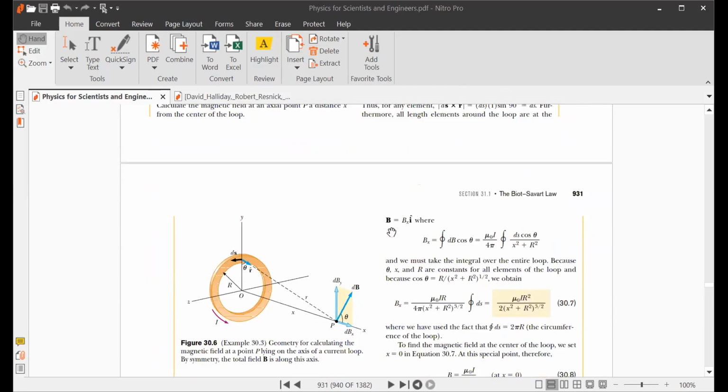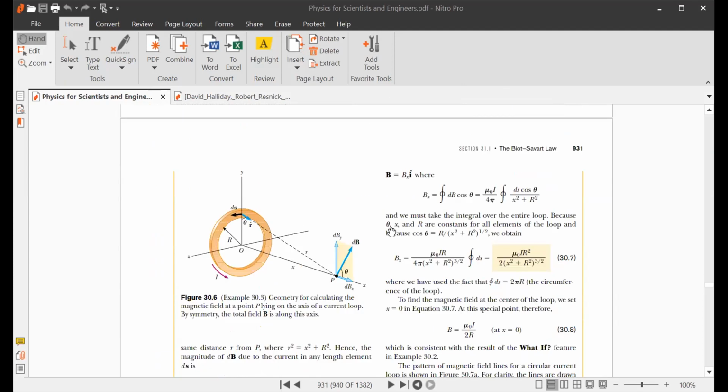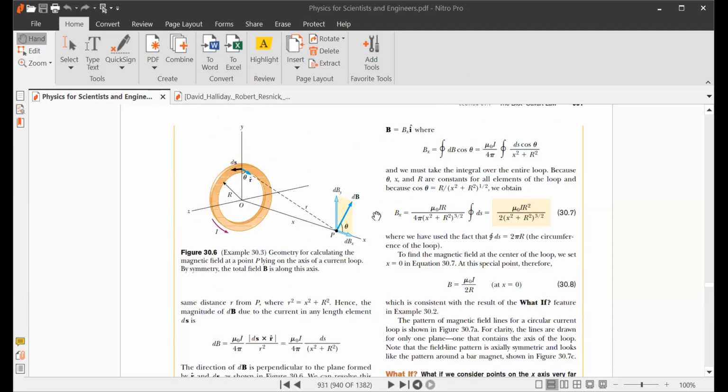And then we discussed the ring. If we have a ring, for example this one, and in the ring we have the current I flowing, then we get only the X component non-zero. The Y component is 0 because they cancel each other, okay? If we calculate this one.